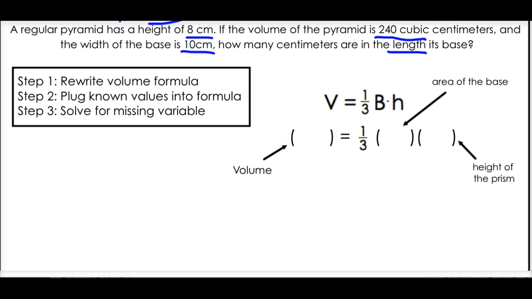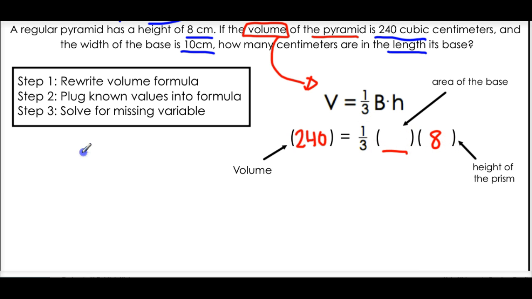So the first thing we're going to do is write down the formula we need. Once again, this is all about looking at keywords. We know the volume of a pyramid, so the formula we write down is volume equals 1/3 base times height. We plug in what we know: the volume is 240, and the height is 8, but we do not know the base.